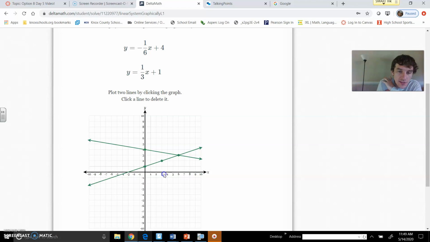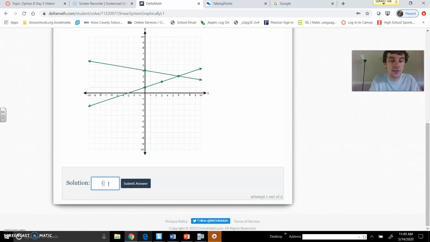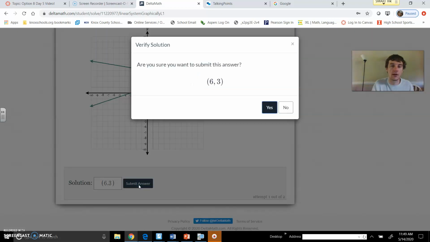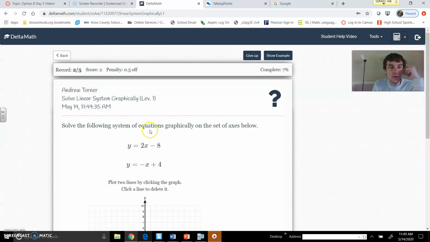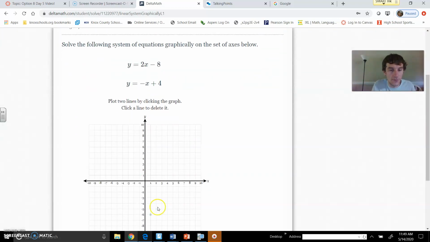For example, if I plug in the value 3 here, 1/3 of 3 would be 1, and 1 plus 1 makes 2 as the output. And so you can do that again, rise 1, run 3, and you'll see this other point that they have in common, 6, 3. That is the solution to the problem, 6, 3. Again, as an ordered pair with parentheses and a comma in between them. And there we go.